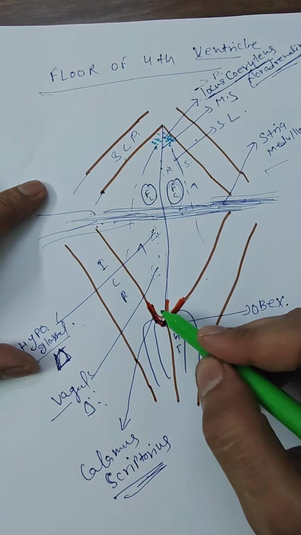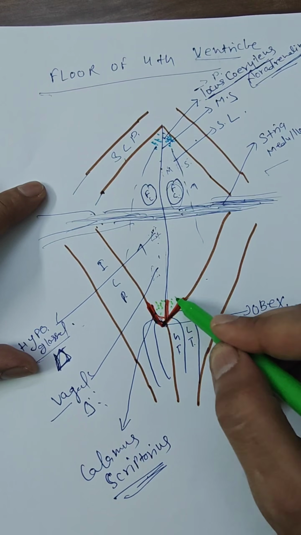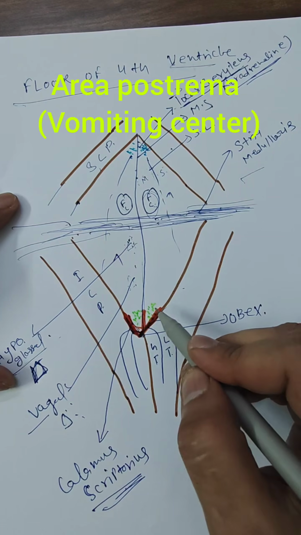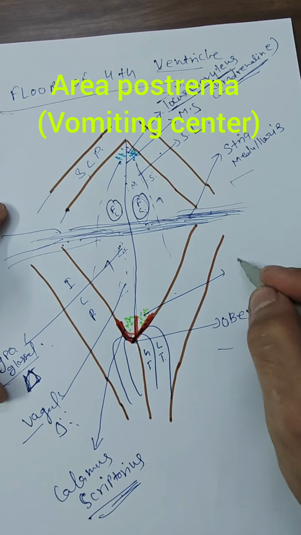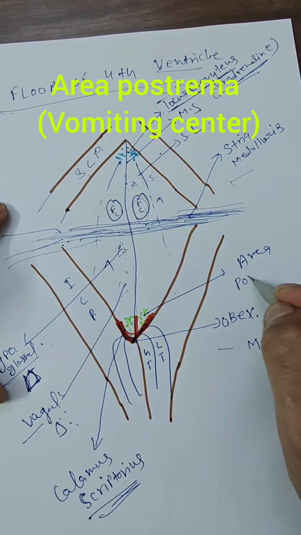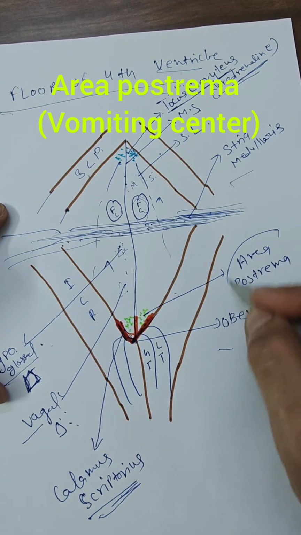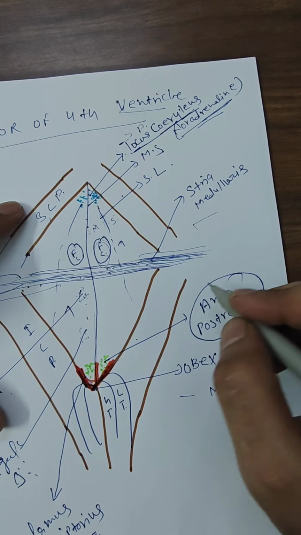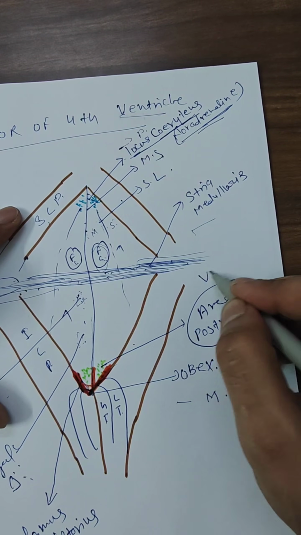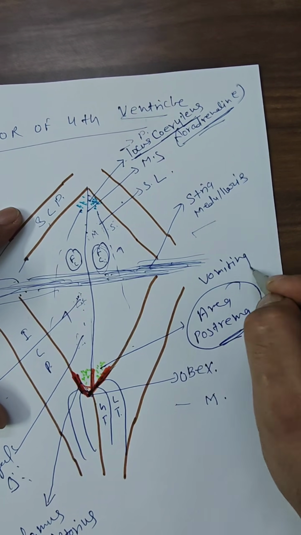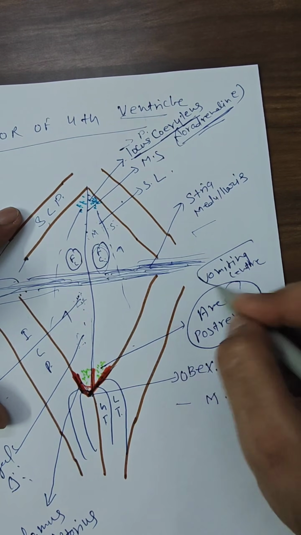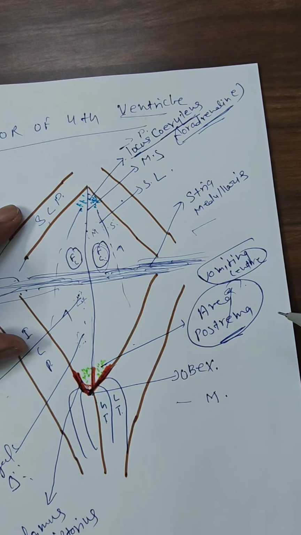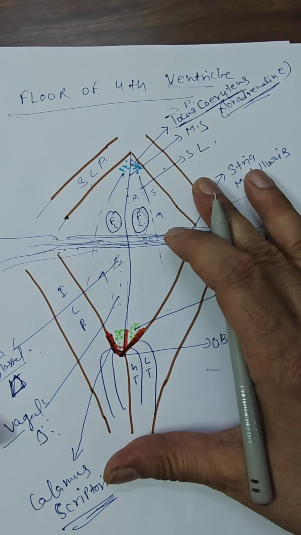Then near the calamus scriptorius, again we have a very important area. This area is known as area postrema. Very important, here in the area postrema we have vomiting center, or we can say this area is responsible for inducing vomiting and nausea. So this is all about the floor of fourth ventricle.